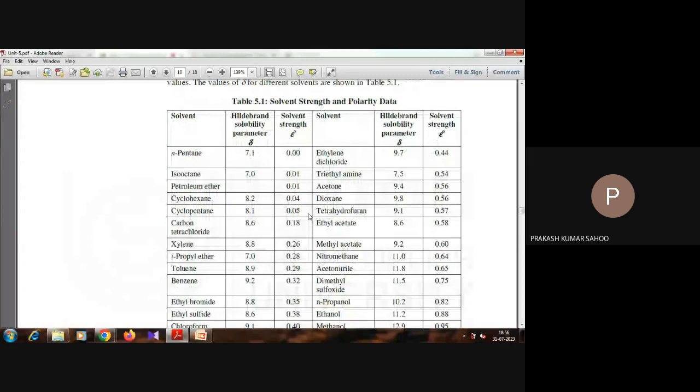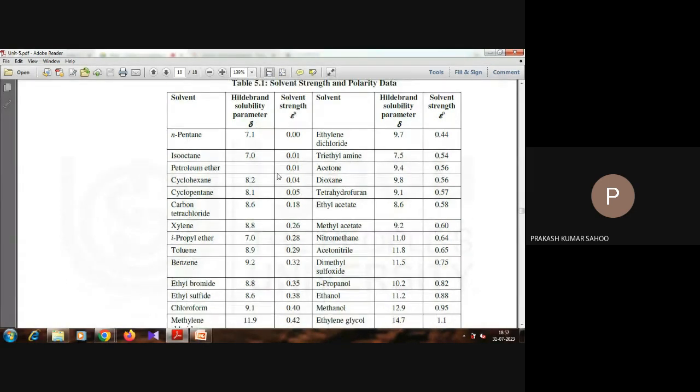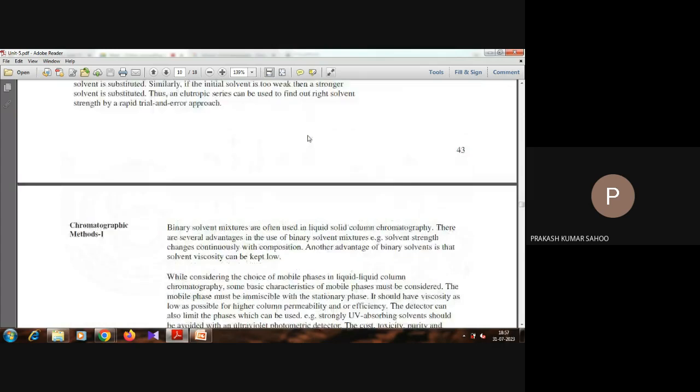Just see this one, these are the several solvents, with solvent strength and polarity data. The solubility parameter delta, solvent strength epsilon 0, again the same thing. So if it is n-pentane, the solubility parameter is 7.1 and solvent strength is 0. If it is ethylene dichloride, this is 9.7 and 0.44. That means solvent strength is an important parameter as well as the solubility parameter.